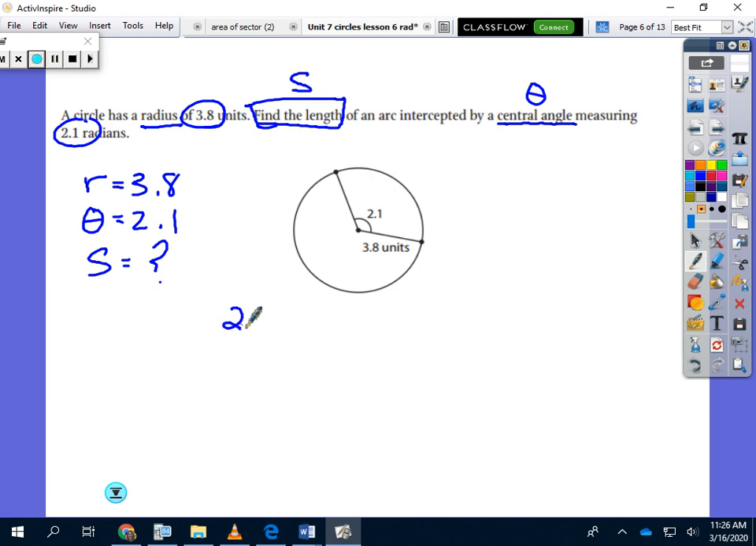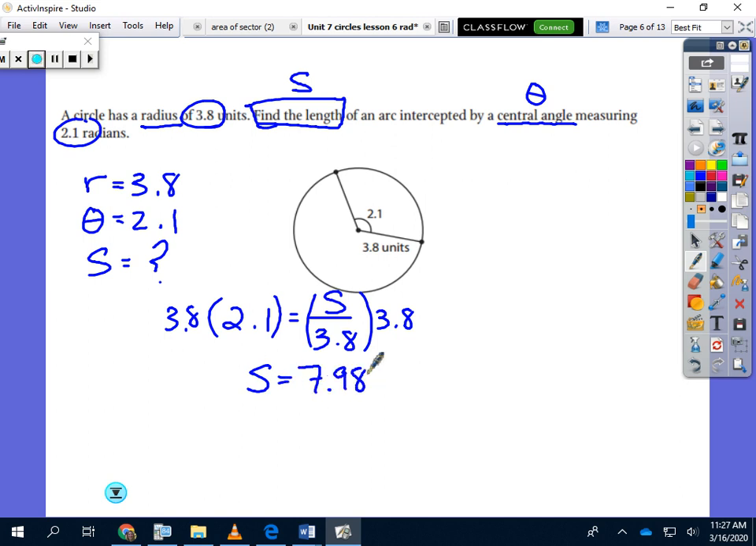So I've got 2.1 equals S over 3.8. Well, how do I get S by itself? Multiply both sides by 3.8, and S equals 7.98, or approximately 8 units. Forgot my units. Okay, so that's how you solve for an arc length, radius, or measure in a circle.